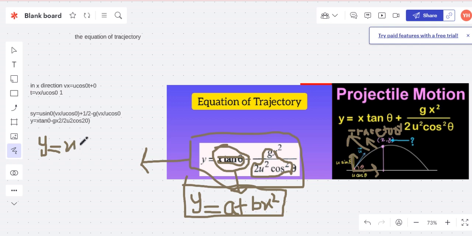y equals x tan theta, times 1 minus x over r. This is also an equation of trajectory that you can know. Okay, so this is basically all about the equation of trajectory.